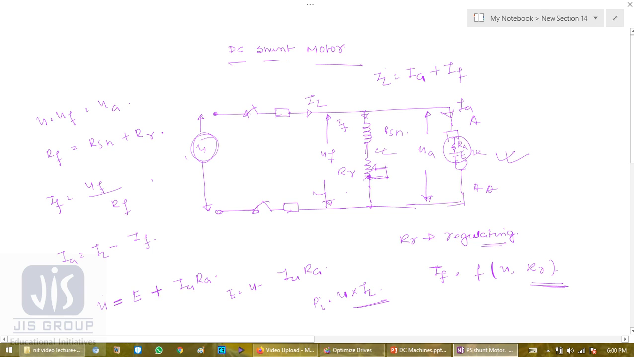Okay, now DC series motor. Machine, first generator. So now the series field is connected in series with the armature. So what would be the diagram? I am drawing the diagram quickly.